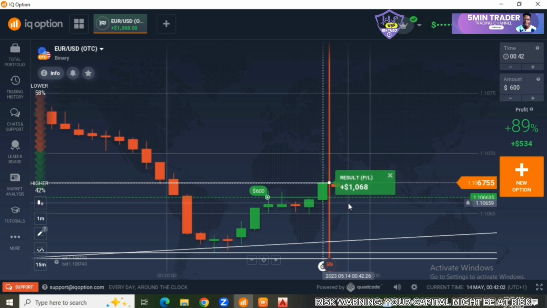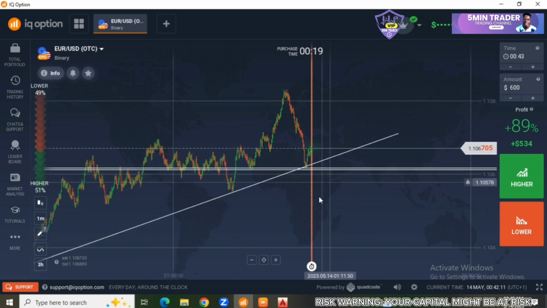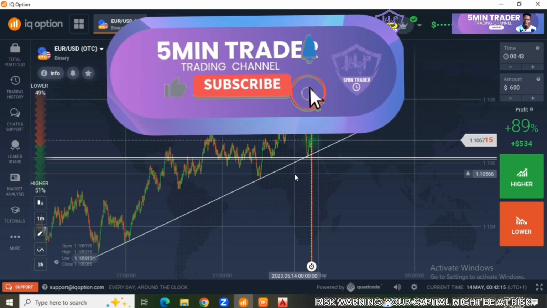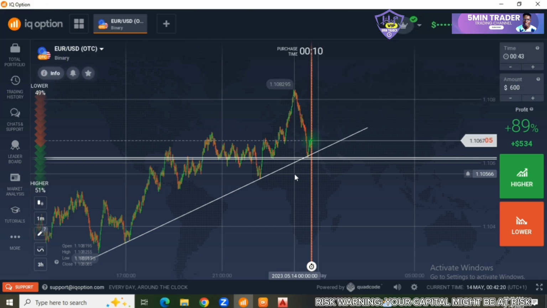So guys, we have finally won this trade at the very last candle. So let me explain why I took this trade. As we all know, this is an uptrend, and when a market is in an uptrend, it needs to run and then it needs to retrace.